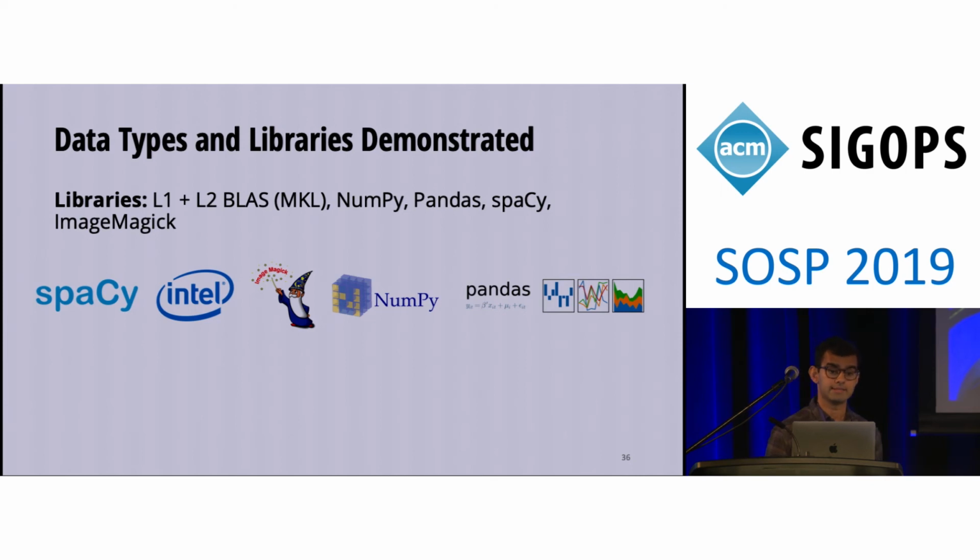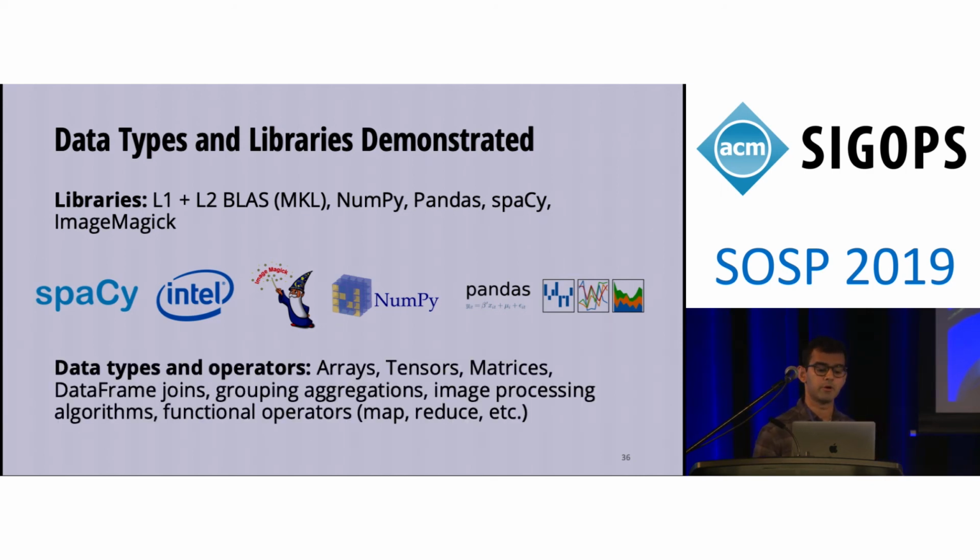So we demonstrated split annotations on a variety of libraries. They're all listed here. But perhaps more interesting is the kind of data types and operators that we can support with them. So we supported operations over things like arrays and matrices, but also things like tensors and operators such as joins in a database, grouping aggregations, and even things like image processing algorithms.